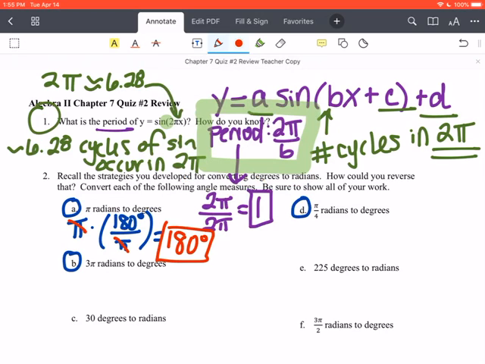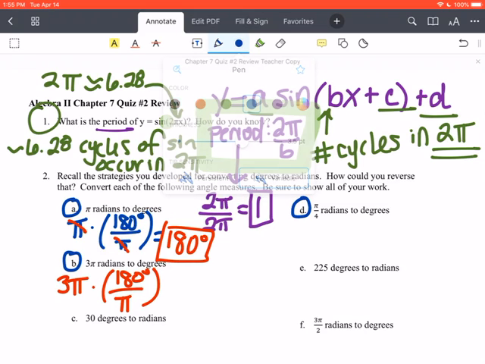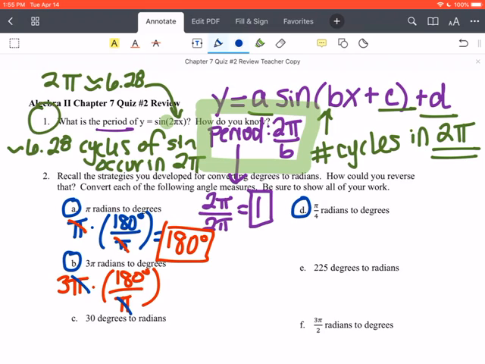On this second one, okay, we have 3 pi and we want to multiply it. You always multiply it by 180 degrees over pi. Okay, again, our pi's drop out. So we are doing 3 times 180, which is 540 degrees is equivalent to 3 pi.